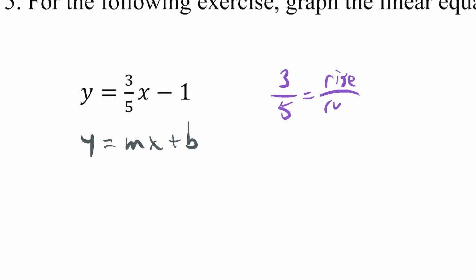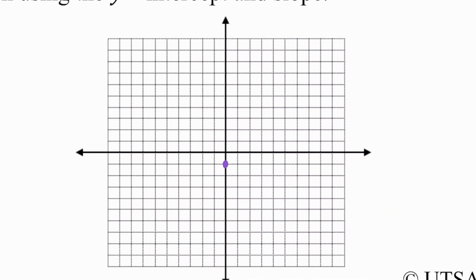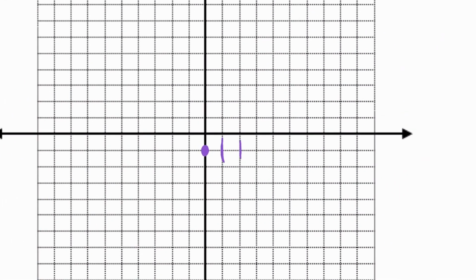So if I want a second point, I can run horizontally by 5 and rise by 3, or run in the negative direction by 5 and then fall in the vertical direction by 3. That would also work. But I'll go in the positive direction. So if we go over 5, we go up 3. So if we go over 1, 2, 3, 4, 5, and then go up 3. From here, 1, 2, 3. So I'll put my point there.